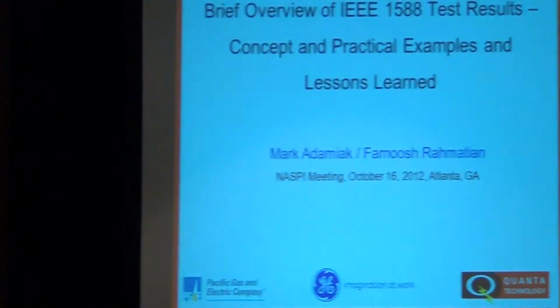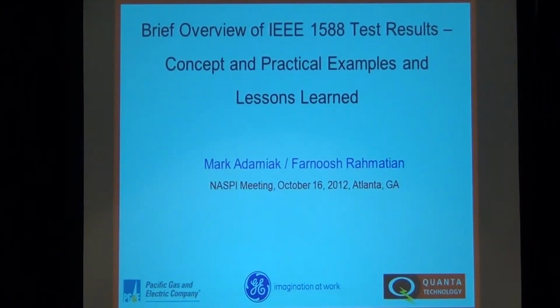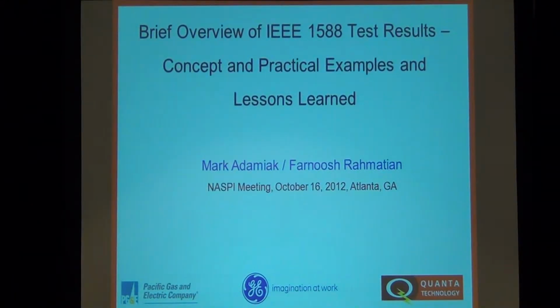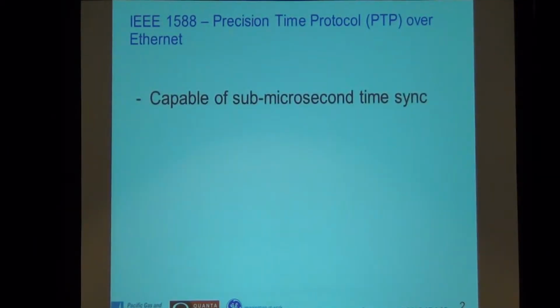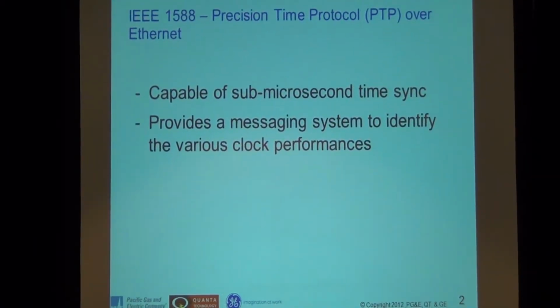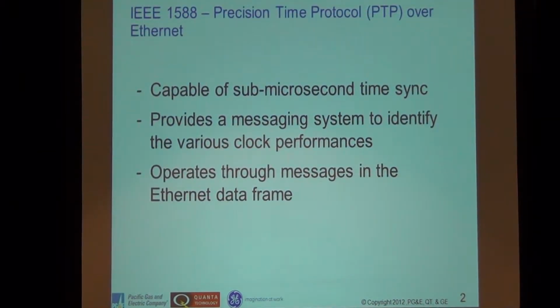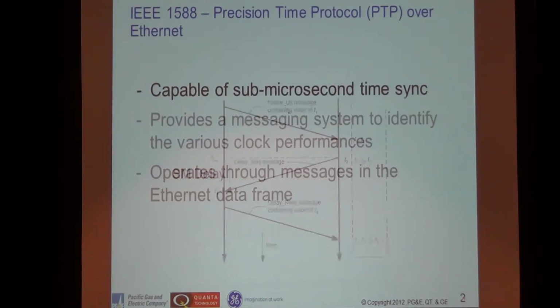We also have data in this presentation from PG&E's proof of concept facility. That's why you see the logos at the bottom there, acknowledging that gratefully. A lot of you are familiar with IEEE 1588, used for precision time protocol. I'll put a couple of reminders very briefly for those who may not be familiar. This is a protocol for microsecond or sub-microsecond time synchronization using Ethernet, and provides a messaging system also to communicate the quality of the clock or timing using the data frames there.